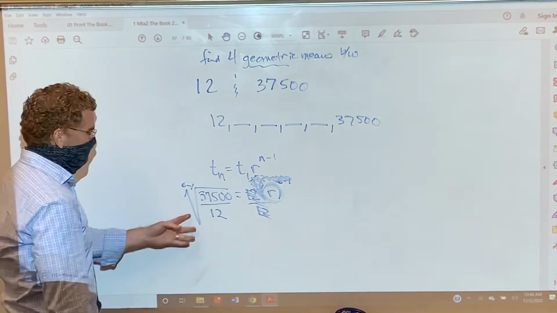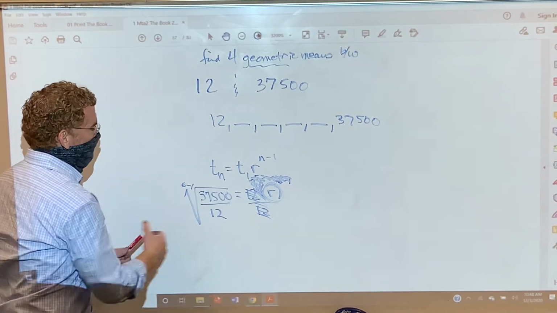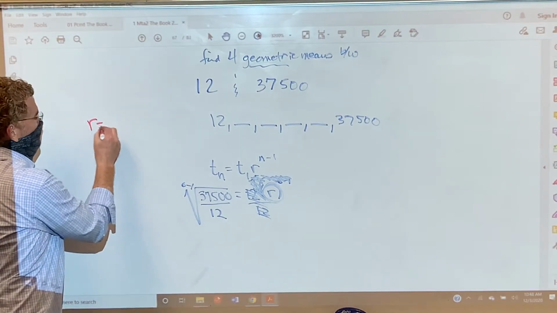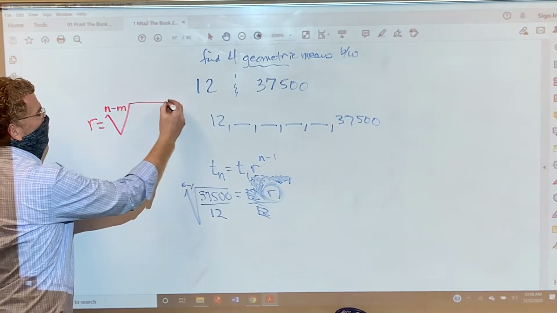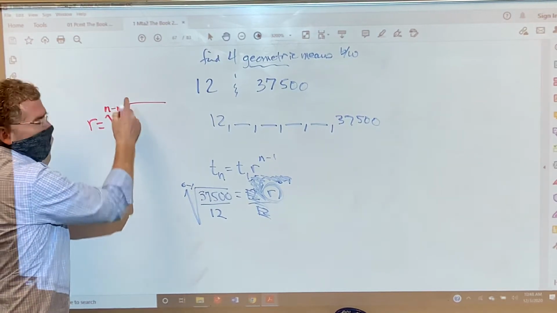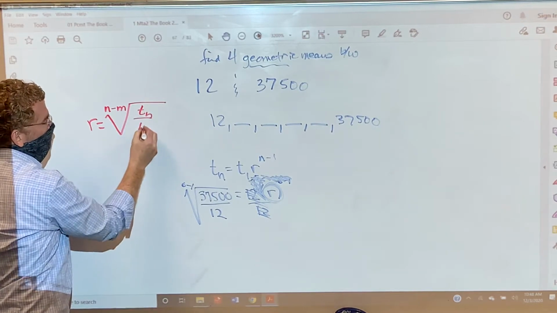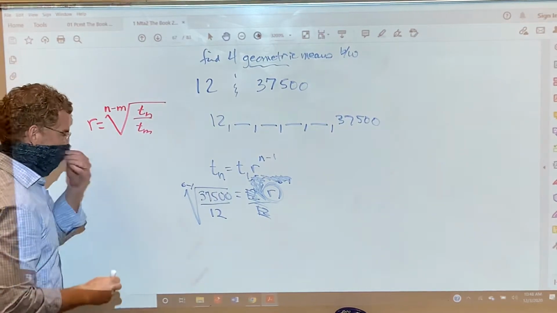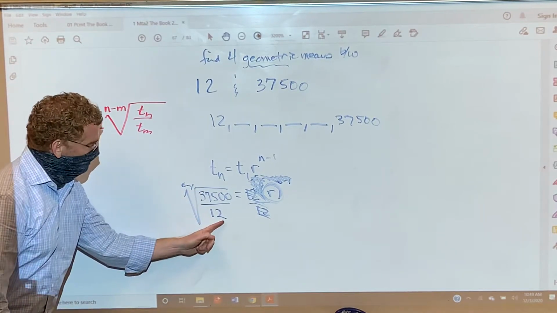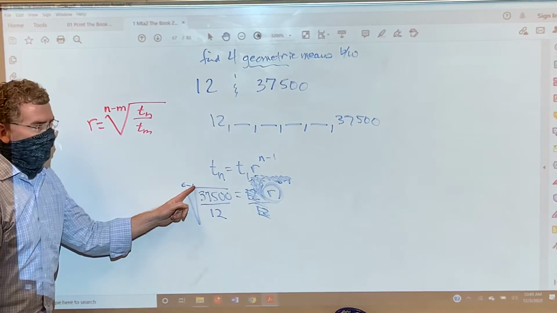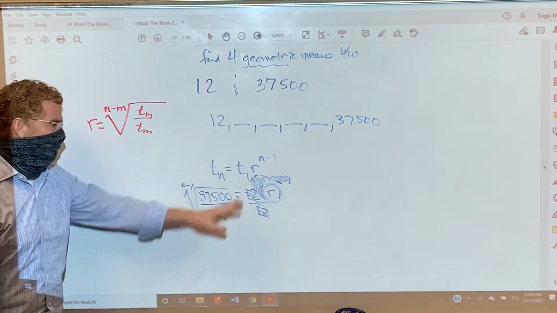Well, I just memorized that equation. That equation right there says the ratio is always the n minus mth root, place minus place, of the term over term. And that's what I did, right? I took that term that was in the 6th place and that term that was in the 1st place. But I can do that anytime to find a ratio, and then I don't have to think through this.